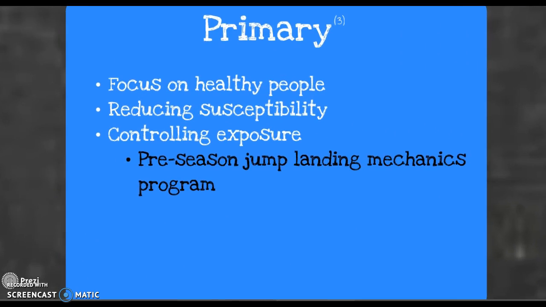We're going to talk about 3 general approaches to injury prevention: primary, secondary, and tertiary. Now, the athletic trainer's goal is to mitigate the burden on health-related quality of life through prevention. Primary injury prevention focuses on the healthy individual, reducing susceptibility and controlling exposure. For example, a preseason jump landing mechanics program for those athletes who have not sustained an ACL tear yet. Now, relating back to the model, primary injury prevention can be directly related back to the organ and origin of our model.